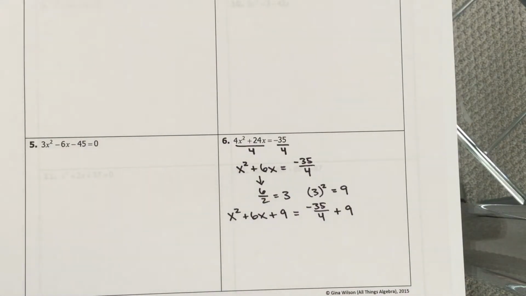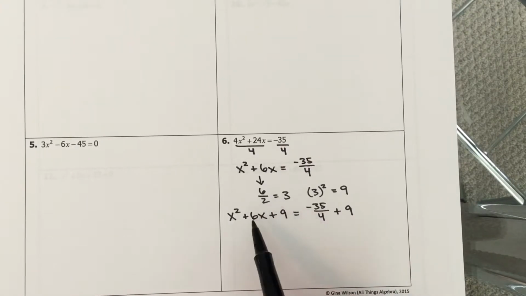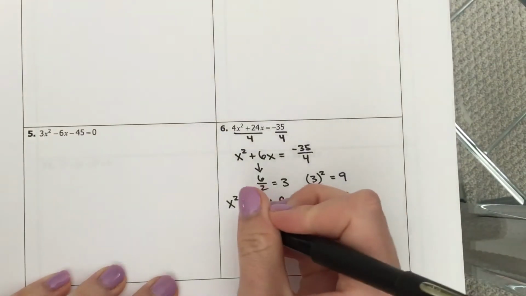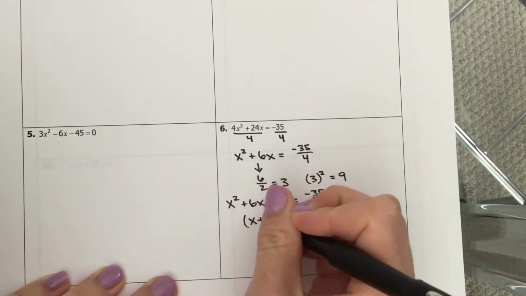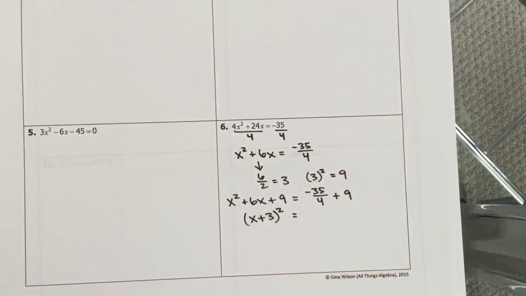Step 4, factor the perfect square trinomial. By doing what I just did, I turned the left-hand side into a perfect square trinomial. The value that multiplies to 9 and adds to 6 would be 3 and 3. Since it's a repeat, I just write it as x plus 3 squared. So that's step 4.